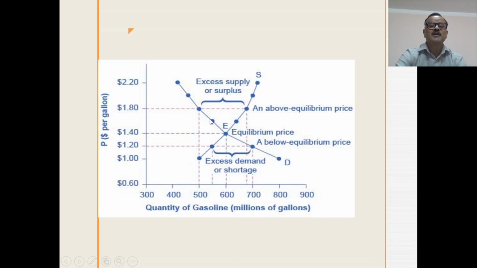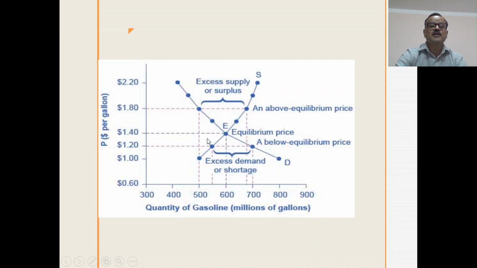It comes down. Here again there is excess supply, because at this point the price is above the equilibrium point. So again there is pressure on the producer or supplier to decrease the price. Finally it comes to point E, where demand and supply become the same at the price $1.40, and the same quantity, 600 million gallons, is demanded and supplied.